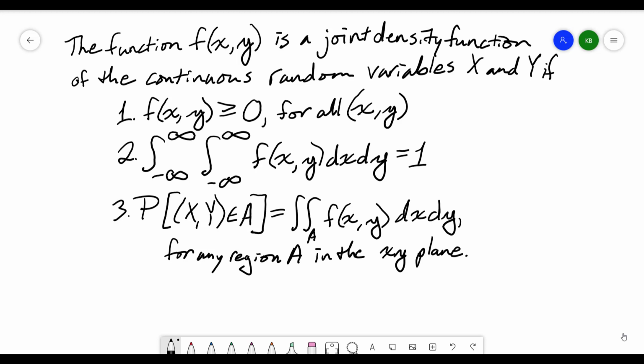Now, if I want to find the probability that the random variables fall in a region A, I'm going to integrate over the region, and since the region has both an x and y dimension to it, I'm going to be integrating with respect to x and y over the region, and this is the case for any region in my xy plane.